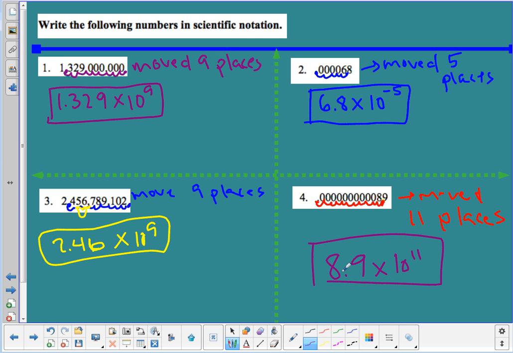Oh, sorry, negative 11. Really, really small number, negative power, sorry. 8.9 times 10 to the negative 11th power.